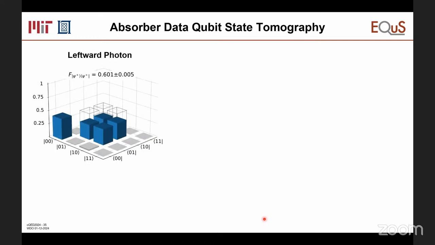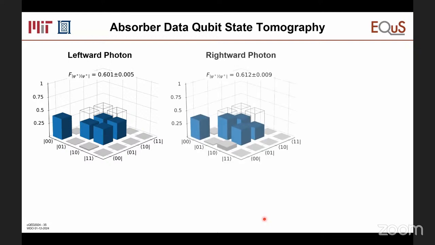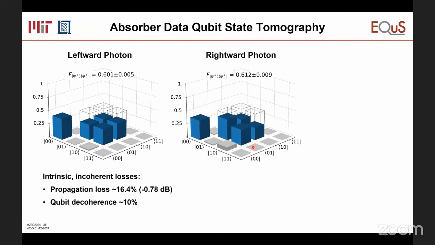So we can do qubit state tomography, and we find that the leftward photon has an absorption fidelity of about 0.6. The rightward is also about 0.6, and we can account for a lot of the loss. First off, propagation loss is maybe 15, 16%, and that's just from the fact that there are lots of connectors on these packages and coaxes. About 10% is due to qubit decoherence. That can be improved. We still have about 3.5% directionality error, left versus right. And then we can improve the absorption protocol. We're missing about 6 out of 100 photons there.